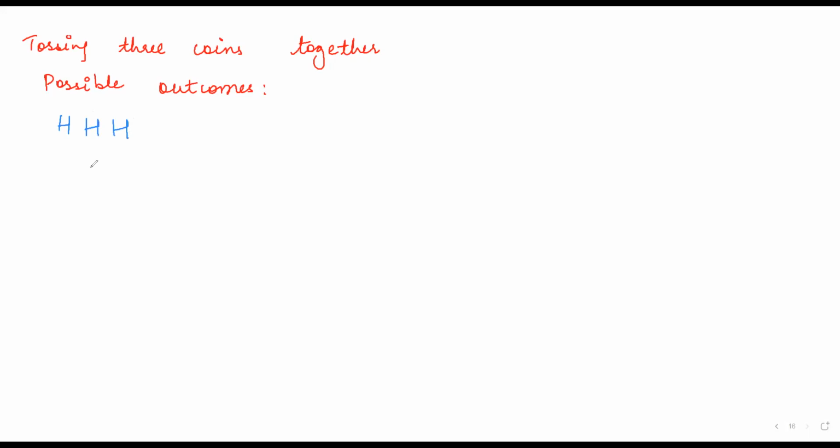Okay. Now next can be the first coin head, second coin head, the third coin can now be tail. Correct? So basically we shift this place. One's head and one's tail. Am I right? And then you have your HHT, right?